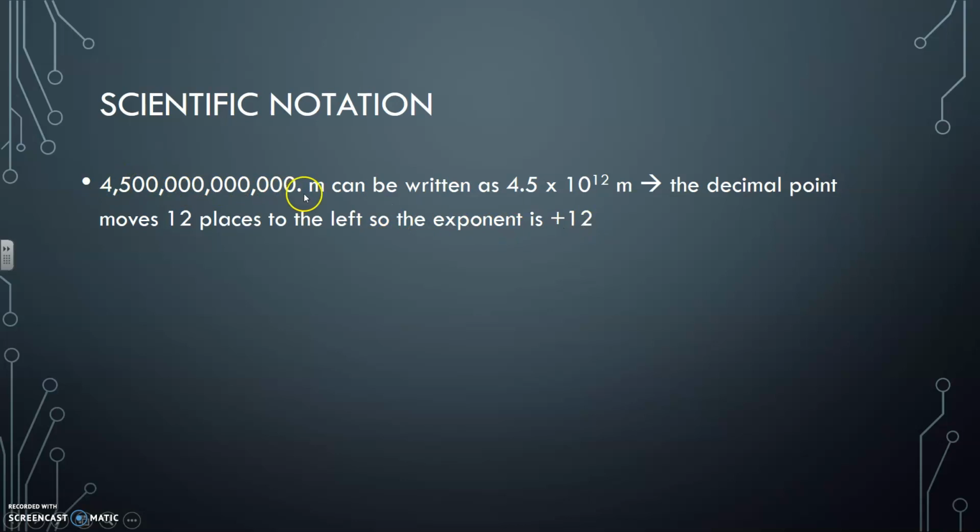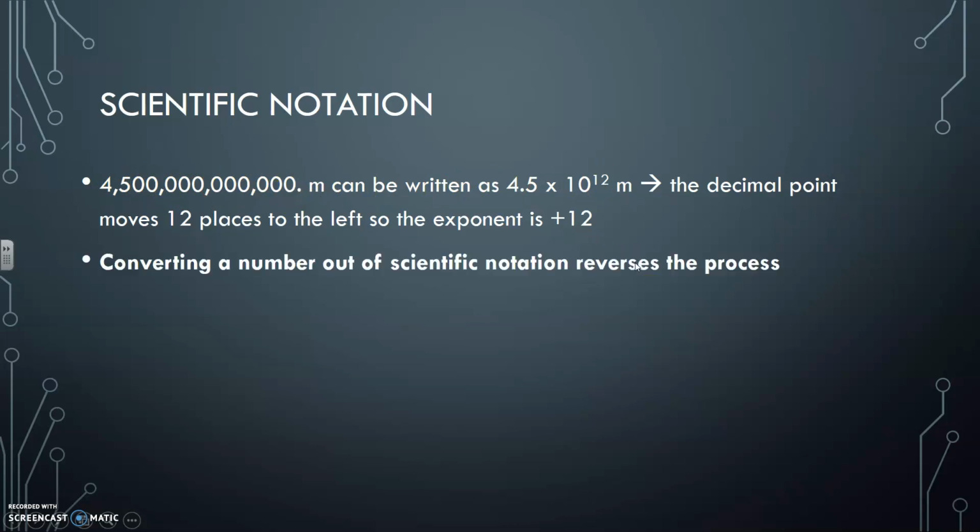So this number here can be written as 4.5 times 10 to the 12th meters. Now if you plug that into your calculator, if it will actually do all of those zeros, you'll find out that this number is the exact same as this number. They're equal. It's just a little bit easier to write 4.5 times 10 to the 12th than it is to write 11 zeros. So it also saves some space for you.